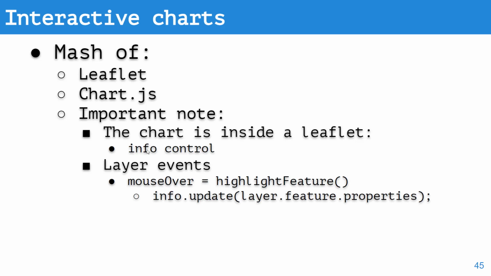We need this little info control to update itself, replace its chart. We send in a layer.feature.properties. So the particularly highlighted feature that we just moused over, we grab it, send its properties in. Those properties are used to create the new chart. And on mouse out, we just reset it, clear out the chart until we mouse into another one, and then a new chart will get created inside the info control.